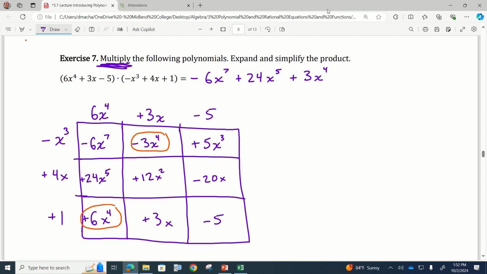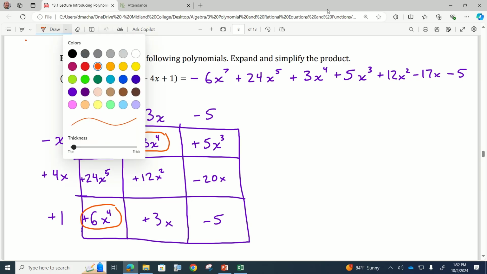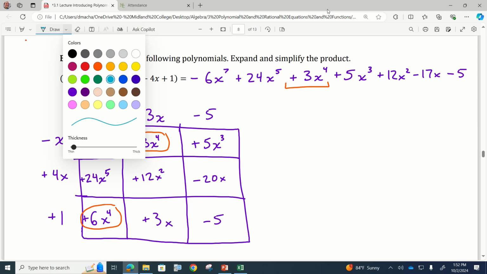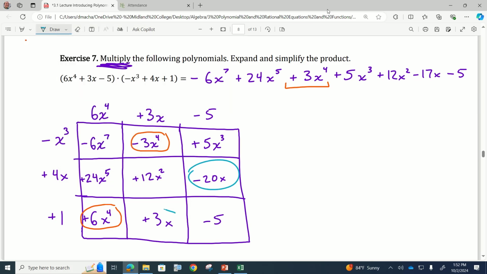The next thing is x to the 3rd power, which is plus 5x to the 3rd power. And the next thing is x to the 2nd power and x to the 1st power. Take care that there's 2 different terms that contain x to the 1st power. And that's my answer.